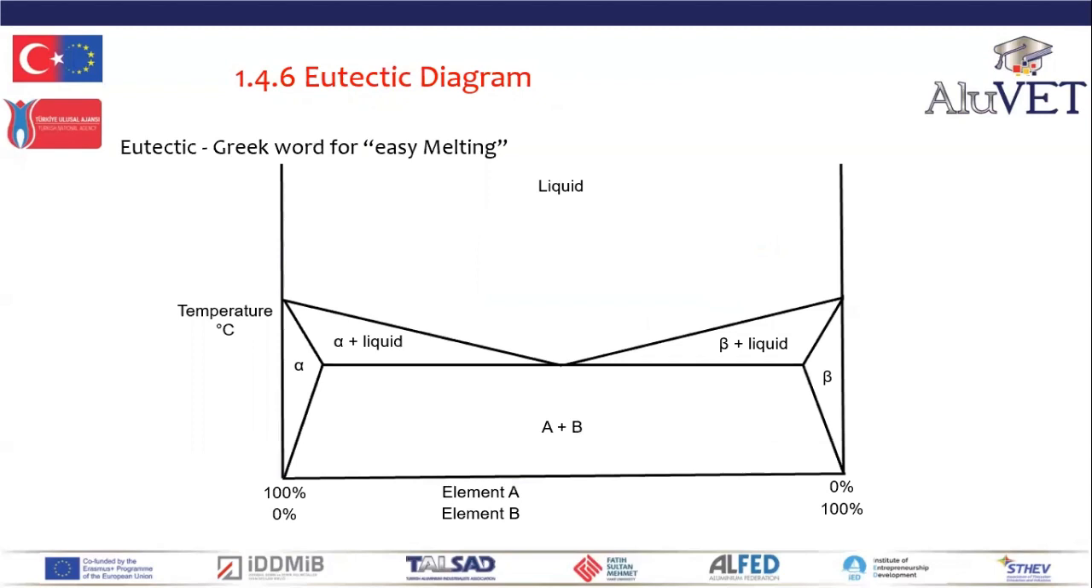Now we need to construct a diagram. We've seen diagram A and B, but we now need to construct a eutectic diagram. And we're going to construct a eutectic diagram for an alloy of two metals A and B as we've done. Now, eutectic is the Greek word meaning easy melting.